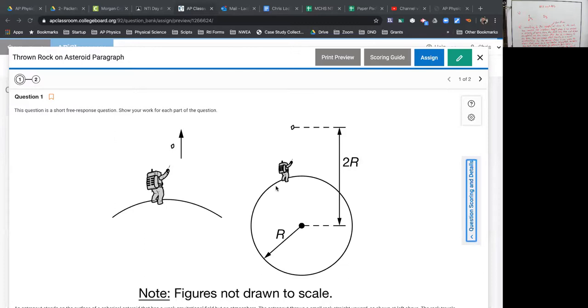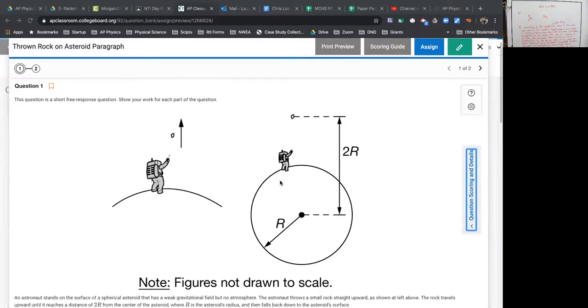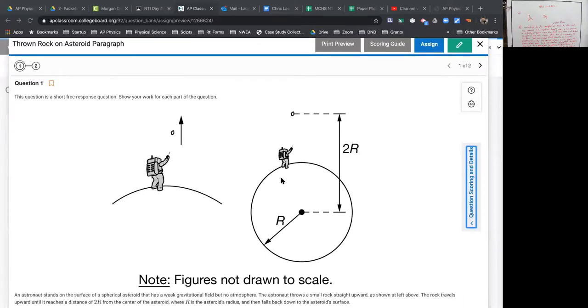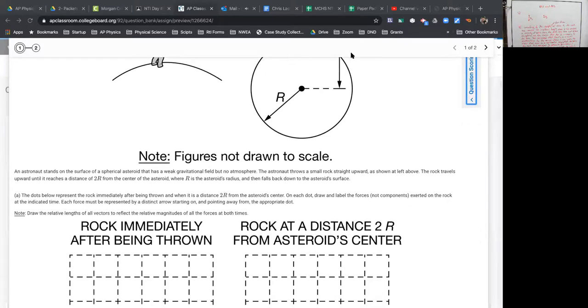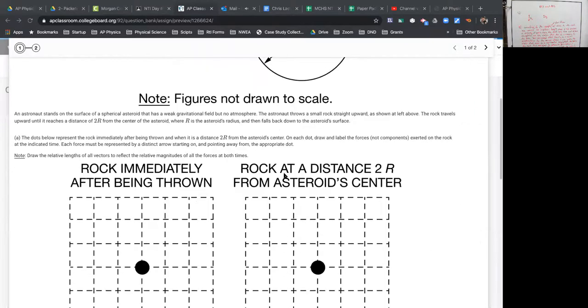This could be really bad because I have not checked the scores guide. I have no idea if these answers are right or not, so bear with me. We'll see how it goes.